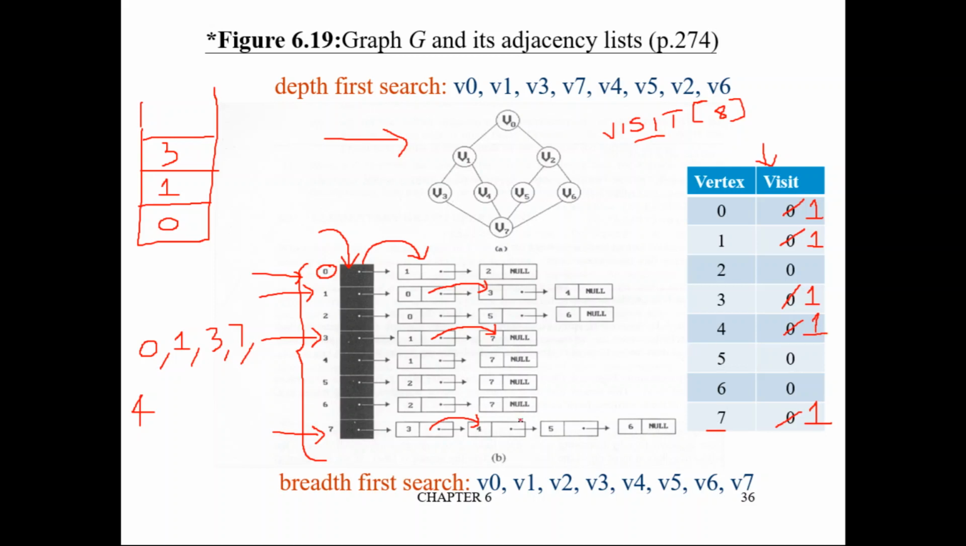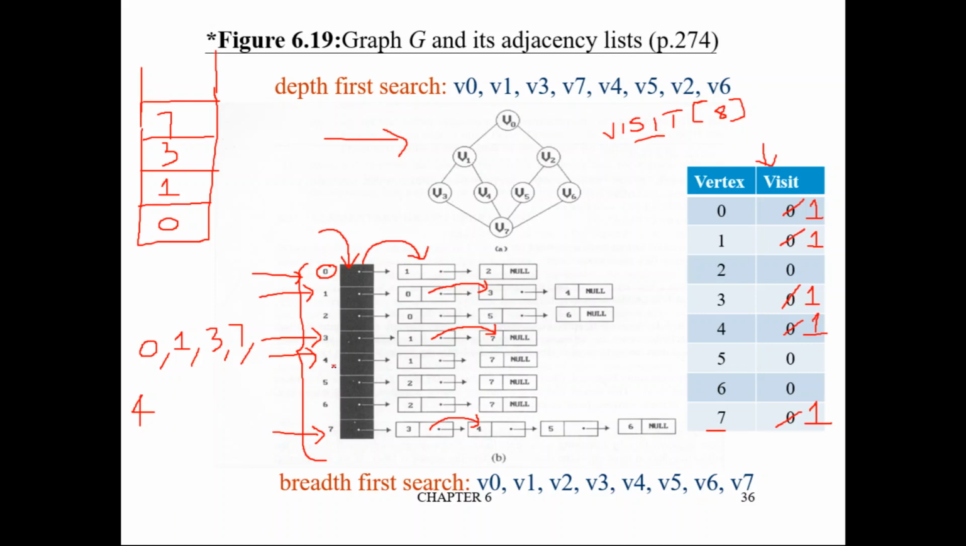Okay. And now where should we jump? We should jump to 4. But before jumping to 4, what should be pushed into the stack? We are currently in which vertex? 7. So 7 should be pushed into the stack. Push 7 into the stack and jump to 4. So now we are in 4. Okay, right. 4 is visited already.